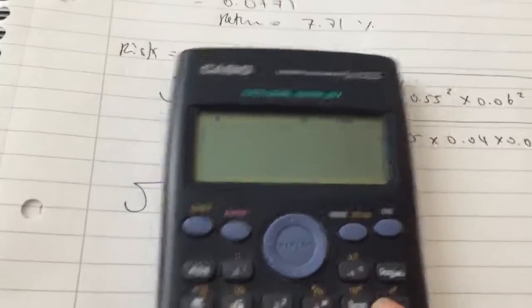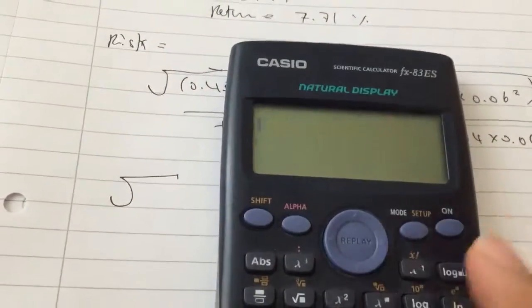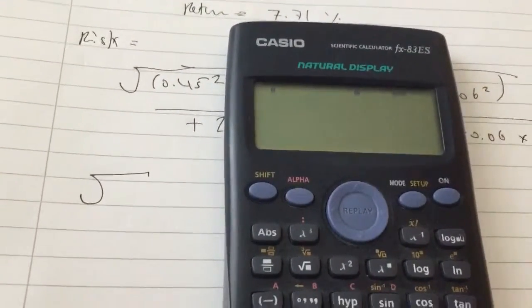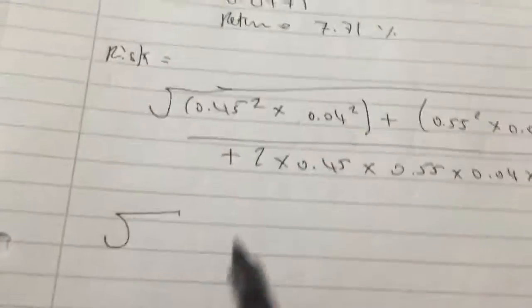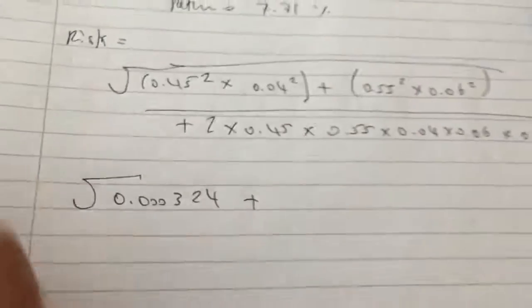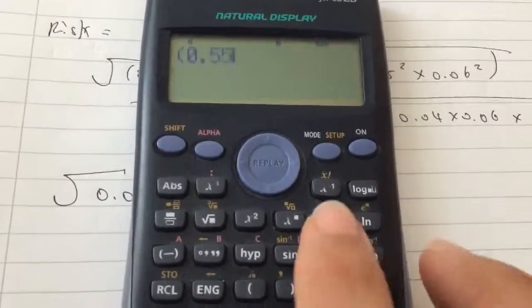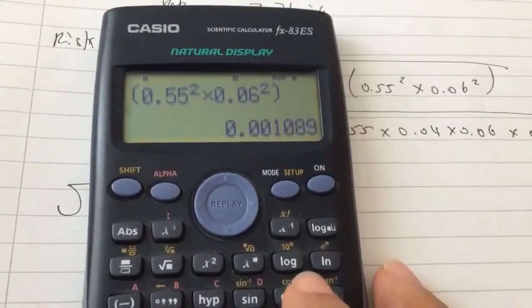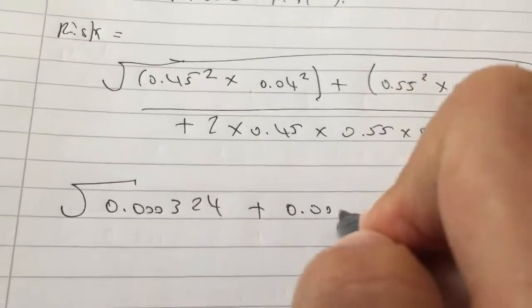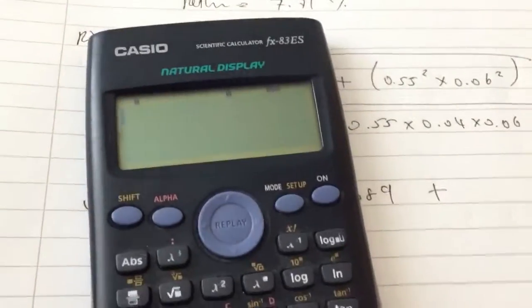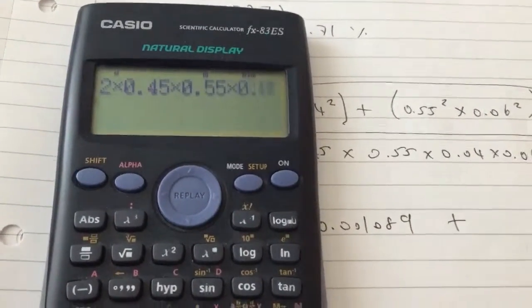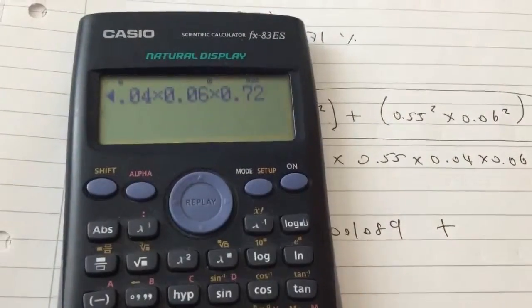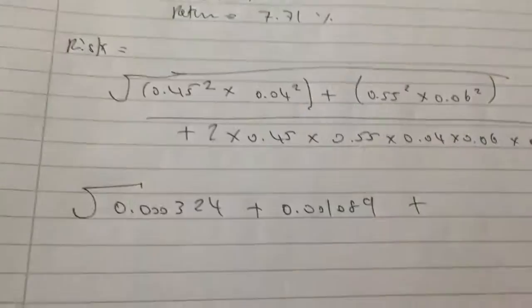If we put it into the calculator, 0.45 squared multiplied by 0.04 squared equals 0.000324, plus 0.55 squared multiplied by 0.06 squared equals 0.001089, and then 2 times 0.45 times 0.55 times 0.04 times 0.06 times 0.72 equals 0.00085536.